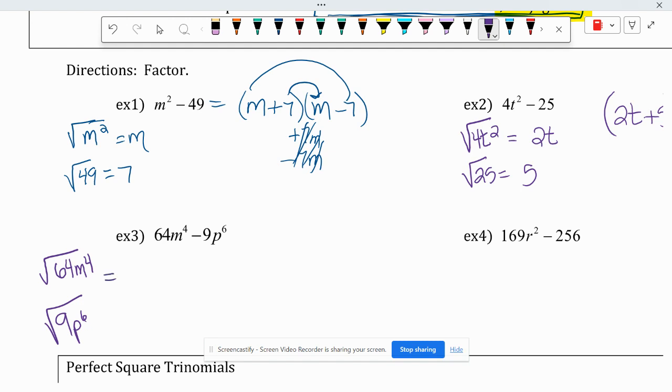So let's talk about 64. What's the square root of 64? And what's the square root of m to the 4th? M to the 2nd. Yeah, notice for the powers on a variable term, you just divide that exponent by 2. So what's the square root of 9? And p to the 6th, I just take that exponent and divide it by 2, so it's p cubed. So this is going to be 8m squared plus 3p cubed times 8m squared minus 3p cubed.